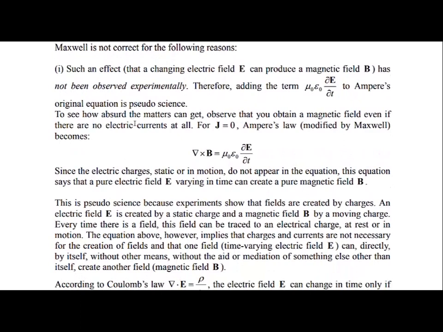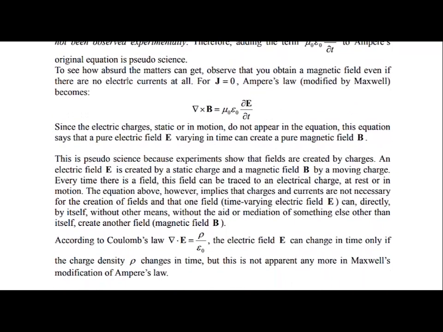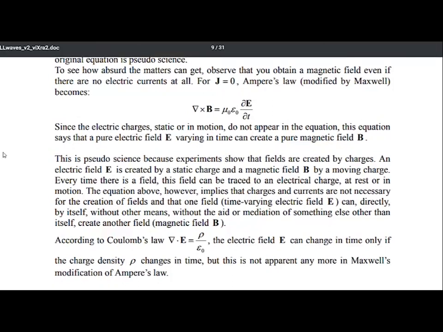To see how absurd the matters can get, observe that you obtain a magnetic field even if there are no electric currents at all. So for J equals 0, current density equals 0, Ampere's law, modified by Maxwell, becomes this. Since electric charges, static or in motion, do not appear in this equation, it says that a pure electric field, varying in time, can create a pure magnetic field.